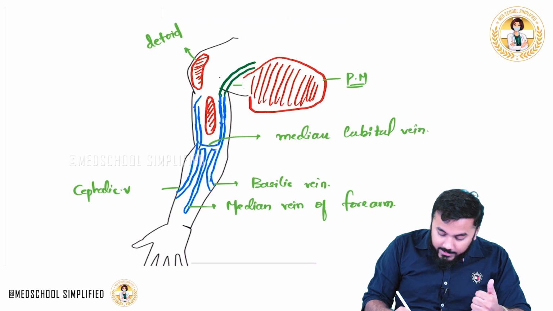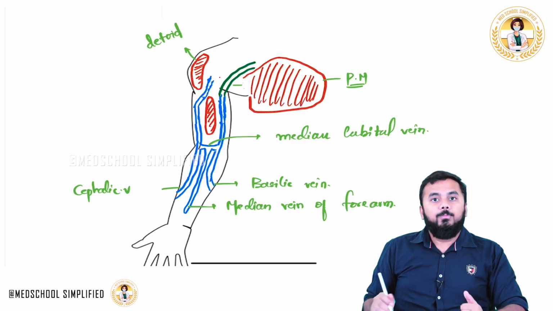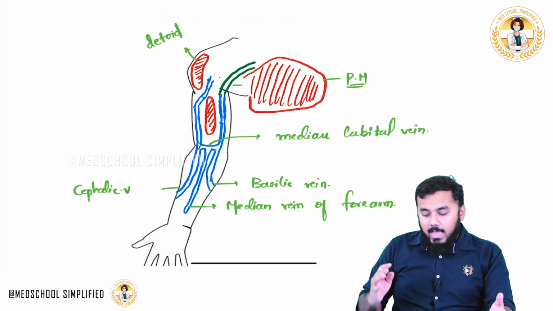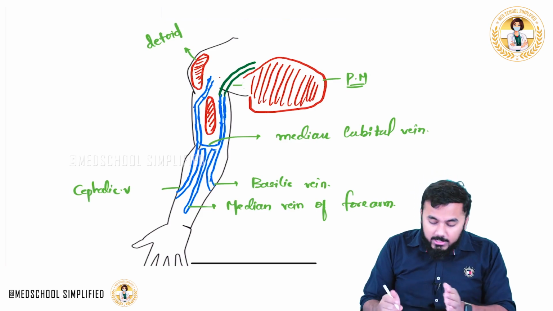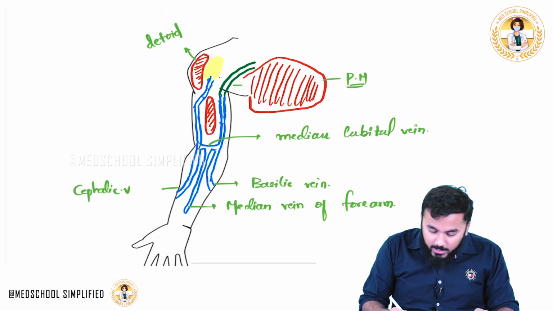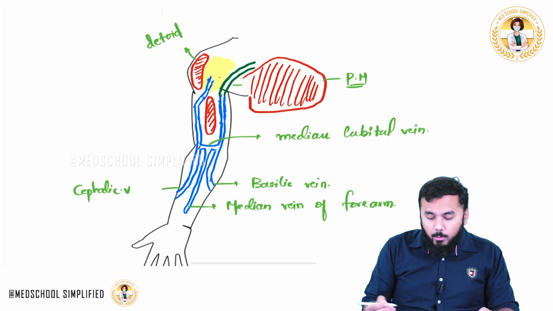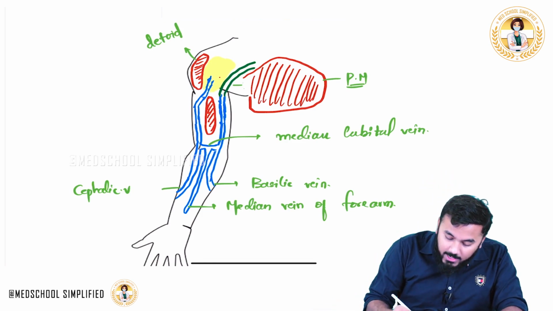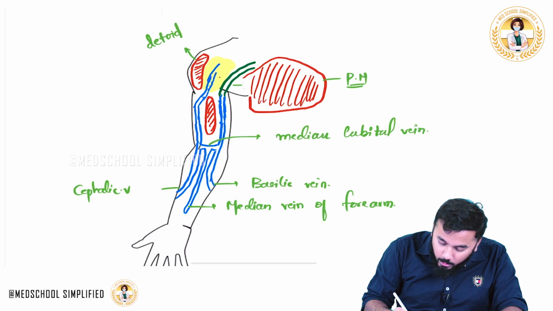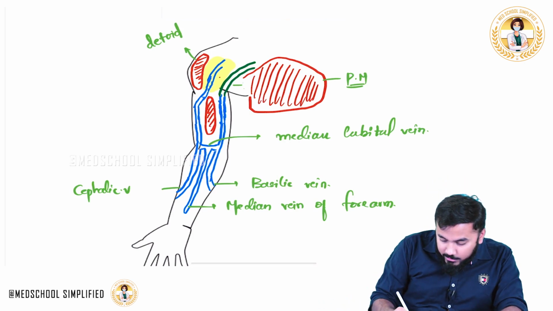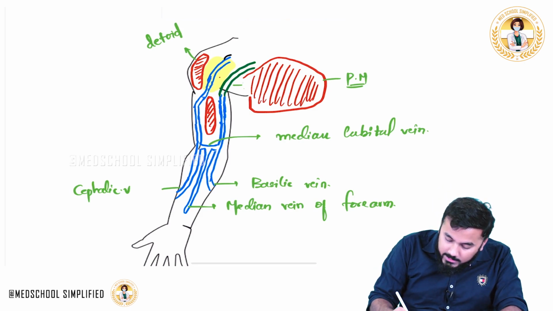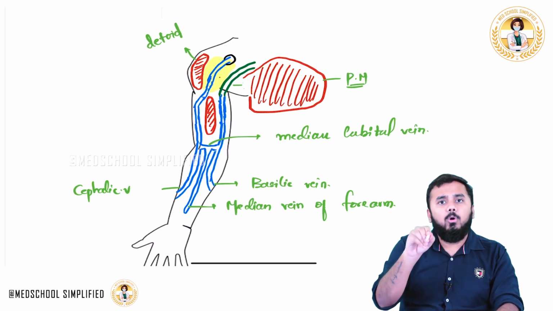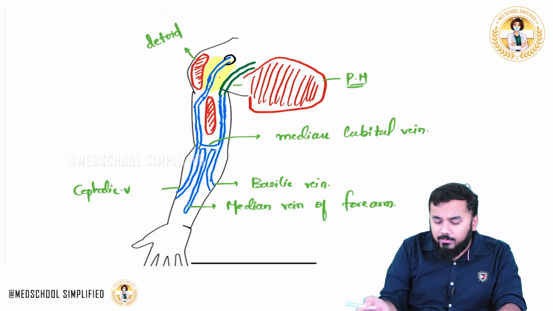The second thing is that this vein passes above and enters into a groove. What is this groove? This groove is present between the deltoid and the pectoralis major. This is called the deltopectoral groove. This groove which I am shading with yellow color here is the deltopectoral groove. So this cephalic vein passes through the deltopectoral groove. Once it passes through, it will pierce a fascia. It will make a hole in the fascia and then it will continue.